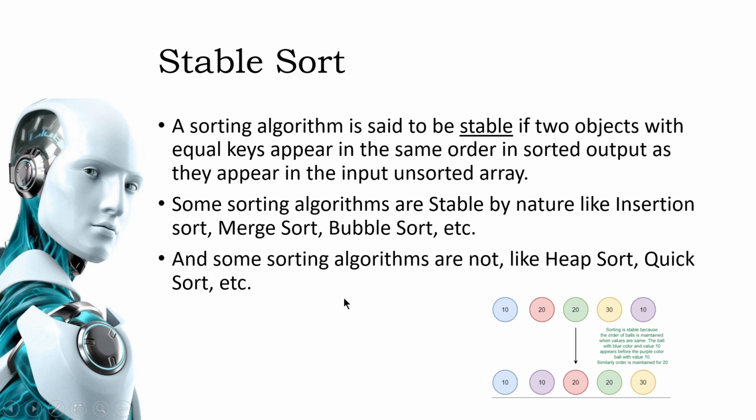I hope you understood this. So there is a definition in this picture as well. Sorting is stable because the order of balls is maintained when the values are same. The balls with blue color of value 10 appear before the purple ball with value 10. That's what I just mentioned. Going to the next slide.